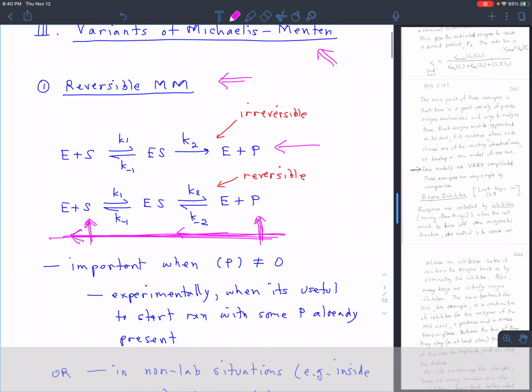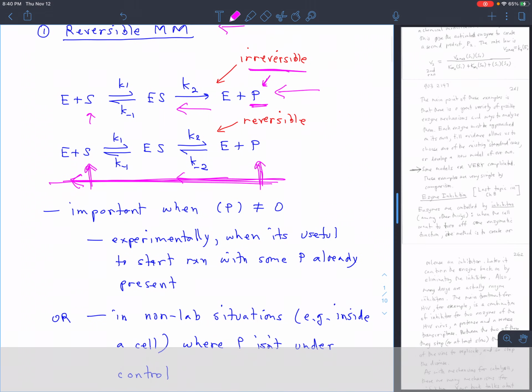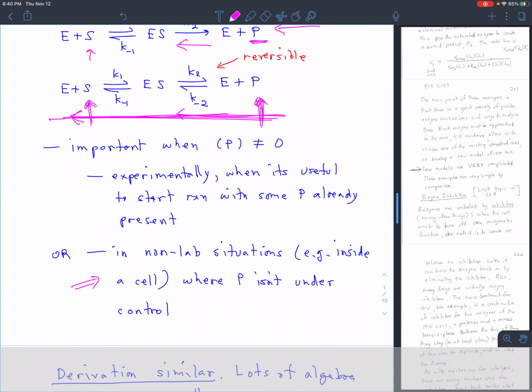Usually in the experiments that measure enzyme kinetics, you put in substrate and you don't wait for product to build up. So the reason that Michaelis-Menten is usually chosen to be irreversible is that there just isn't any product around. It isn't so much that this backwards reaction doesn't exist, it's just there's no rate for it because there's no product. But if you allow for product to build up, or if you put some product in to begin with, or if you're in some situation where you just don't have control over whether there's product present or not, then this reversible version can be important.